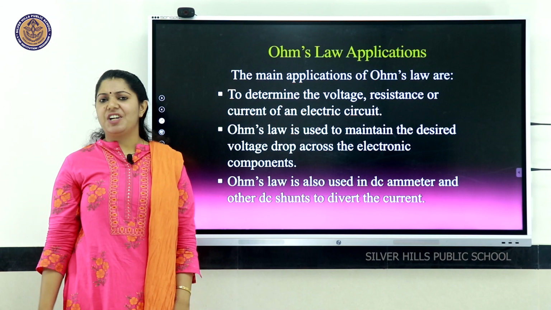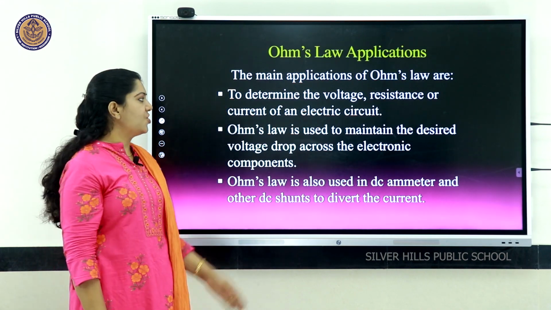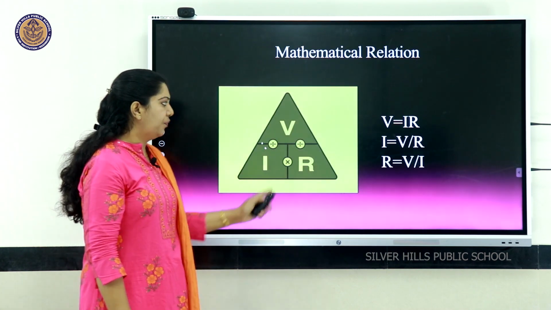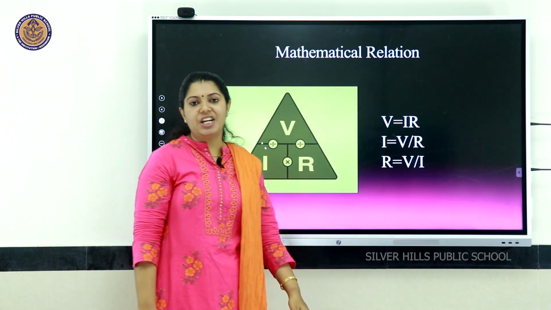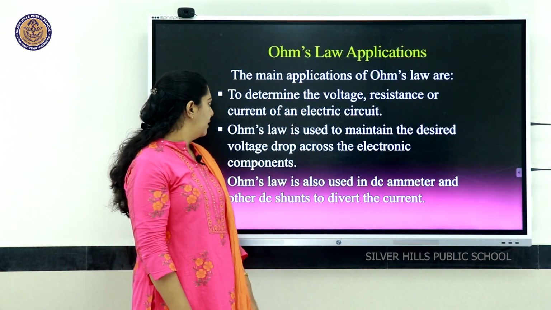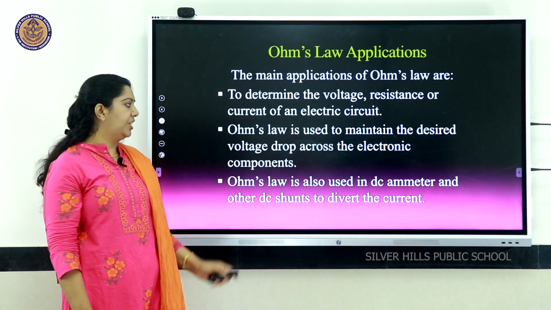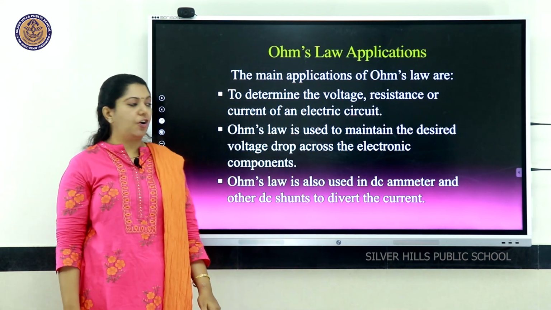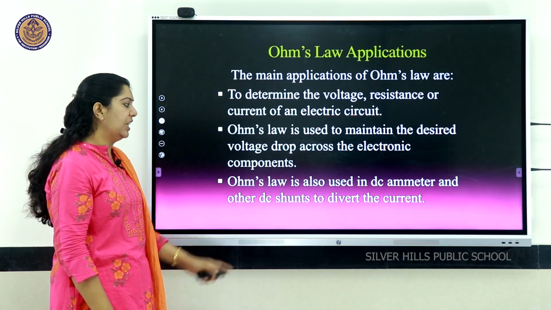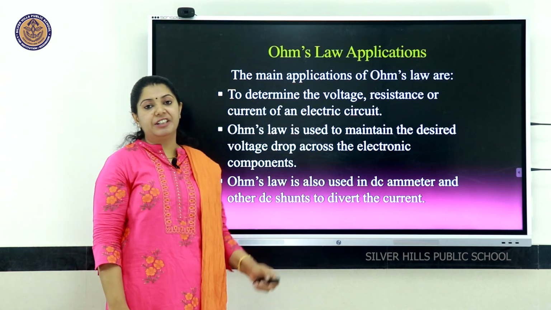What are the applications of Ohm's law? To determine the voltage, resistance or current of an electric circuit. If you know current and voltage, you can find out the value of resistance. Second one, it is used to maintain the desired voltage drop across electronic components. Third one, Ohm's law is also used in DC ammeters and other DC shunts to divert the current.